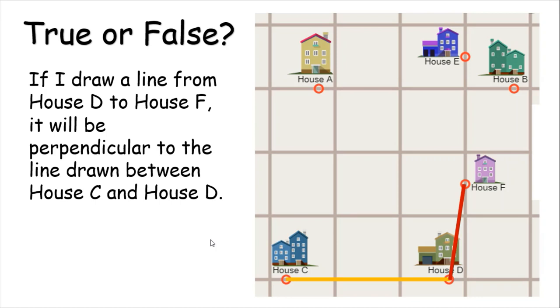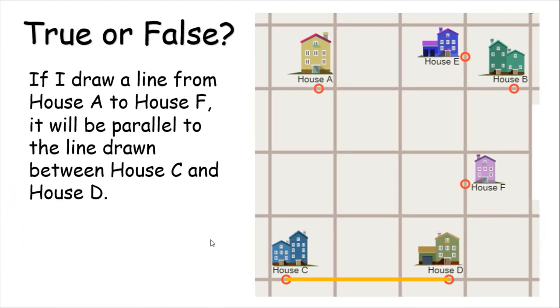Okay, now the answer is false. They are not perpendicular because they are not meeting at a right angle. You can see that that's not a perfect corner. The red line is tilted over a bit too far, and it's actually an obtuse angle, not a right angle. So that's false. They're not perpendicular. Let's have a look at one more.